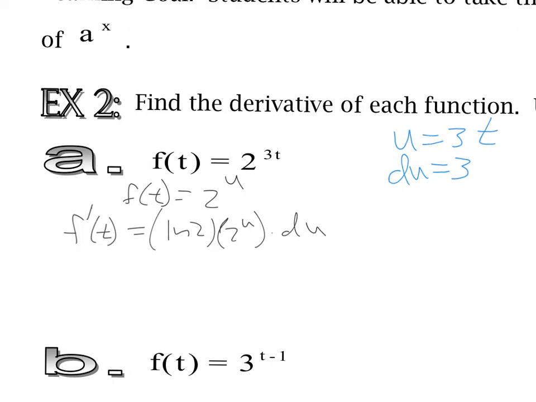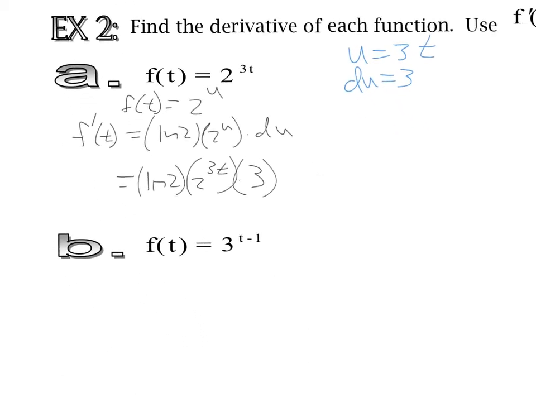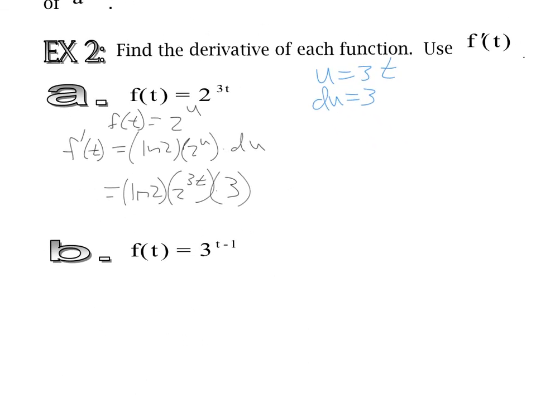Okay, let's plug it all back in. This is simply the natural log of 2 times 2 to the 3t times 3. Put it all in parentheses just because it gets a little confusing otherwise. You don't have to, it just seems more organized for me when I do that. Okay, on the next one, again, I want to encourage you guys to try this on your own and then just check back when you're ready to check your answers.